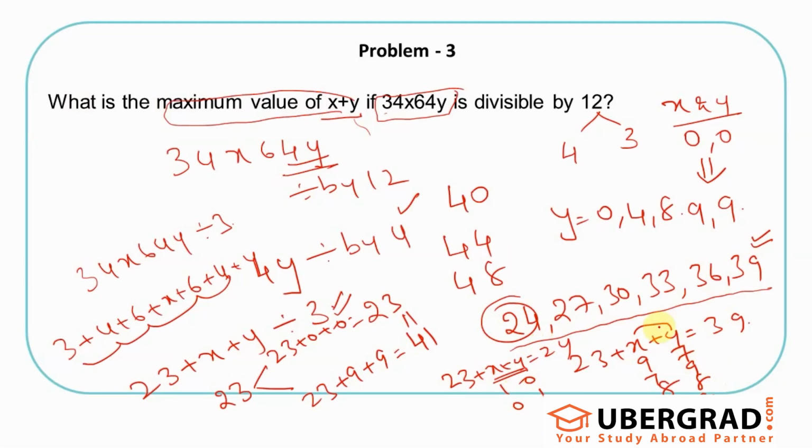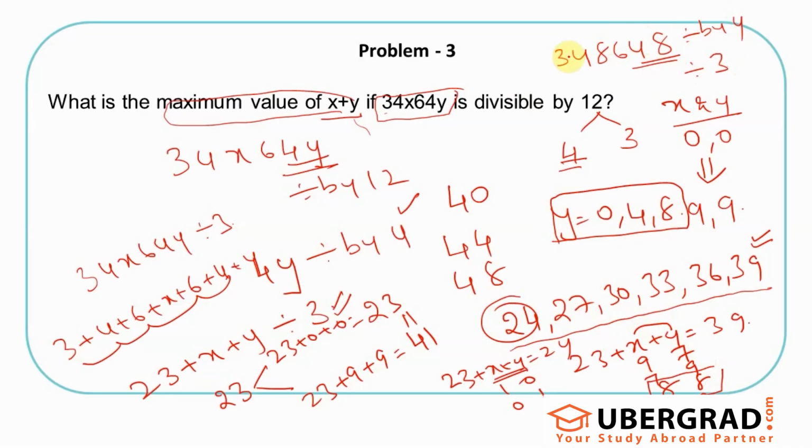So see, another constraint I have based on the divisibility rule of 4 is that y should be either 0 or 4 or 8. And I see this as a possible option, right? If x and y both of them are 8, the number is 348648. It is divisible by 4 because the last two digits, 48, are divisible by 4. It is divisible by 3 because the sum of digits would be 39. So hence the maximum I can have for x and y is 8 comma 8. So the maximum is 16, right?